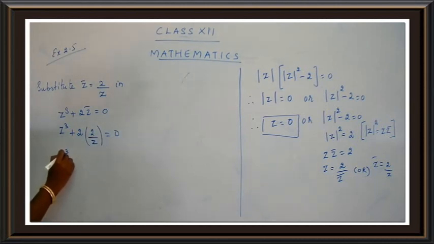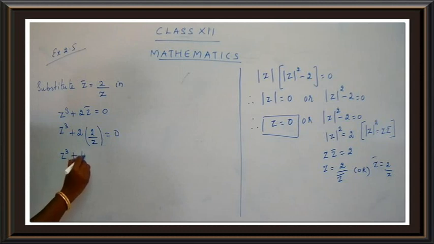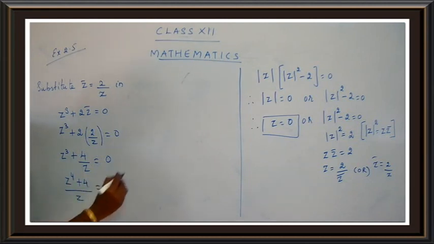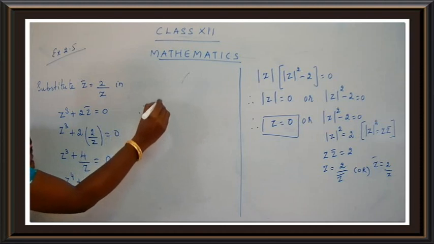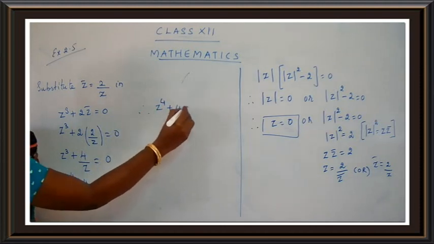So z cube plus 4 upon z is equal to 0. Cross multiply, z raised to 4 plus 4 upon z is equal to 0. Therefore, z raised to 4 plus 4 is equal to 0.